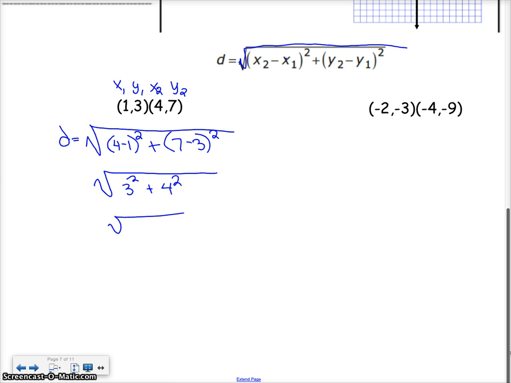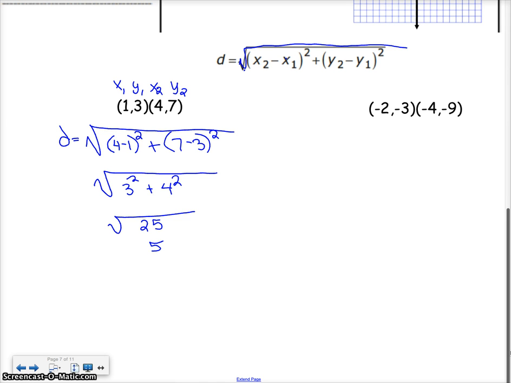Which is the square root of 9 plus 16, which is 25, which is 5. And all this means is these 2 x's are 3 apart and the y's are 4 apart. That's a 3, 4, 5 right triangle. I told you it's the most popular one a long time ago, also known as 2 days ago.